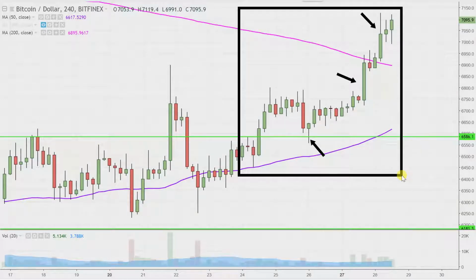I like this time frame. I think it does a good job of telling the quote-unquote story of the price, and it makes mapping out levels of support and resistance a bit easier to see.